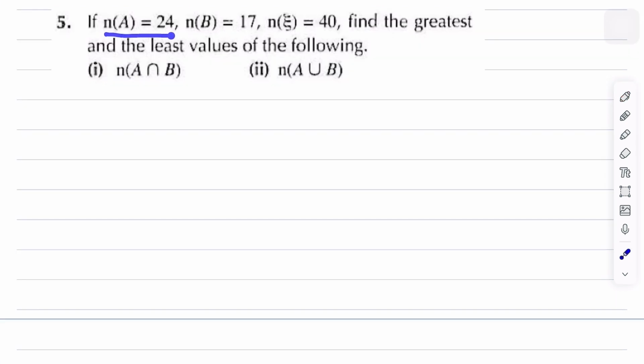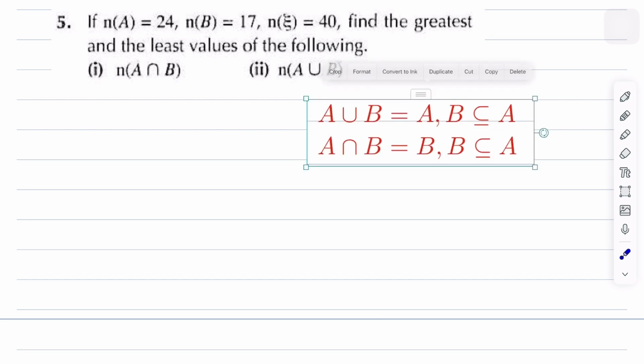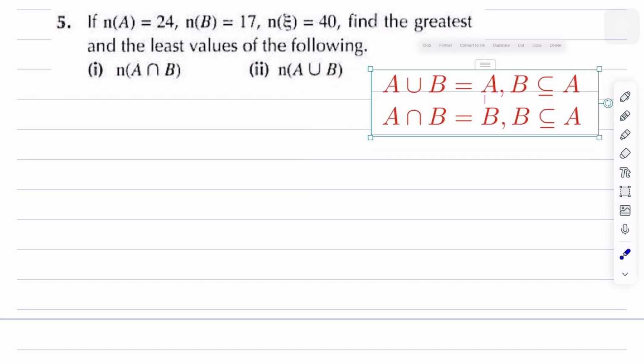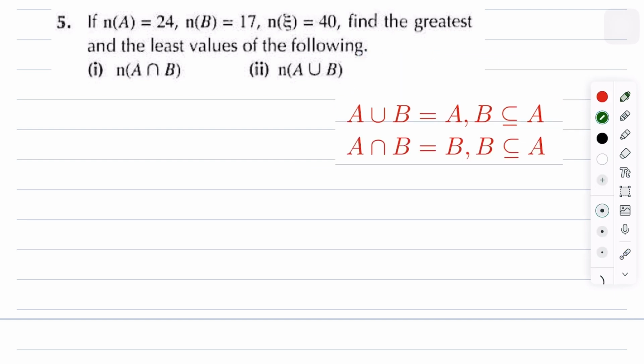Question number 5. They have given you number of articles in set A, and similarly set B is given total elements. They are also given. Now they are asking find the greatest and least possible values of this. So first of all, you need to understand whenever you have a question like this, you have to apply a property, and first of all, you need to understand how do we apply this property. Let's say, to understand this property, let's say you have a set A and it has few elements like 1, 2 and 3.